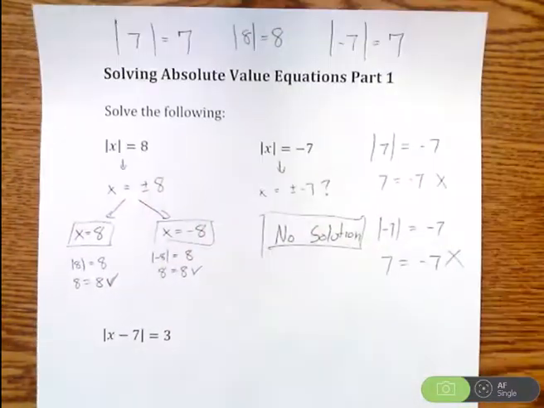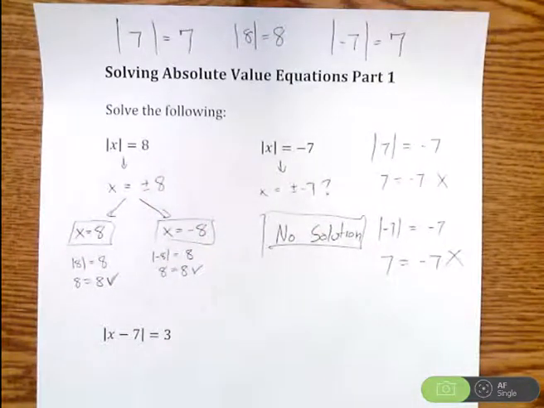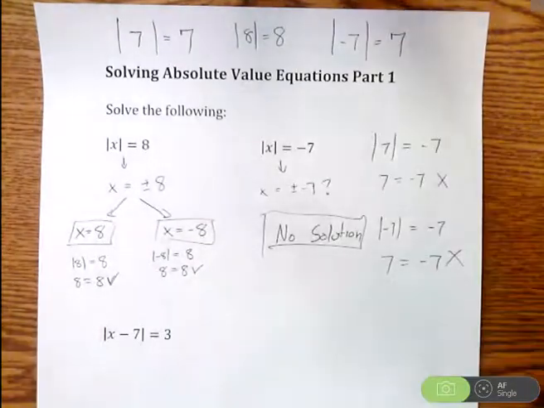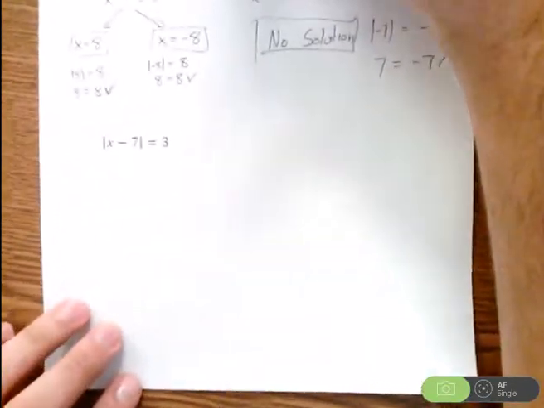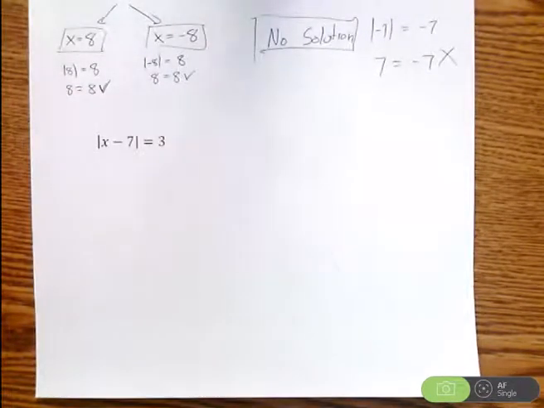Okay, so these are basic examples of solving absolute value equations. We're going to look at a little bit more complex. So let's look at the bottom here. So I have the absolute value of x minus 7 equals 3.